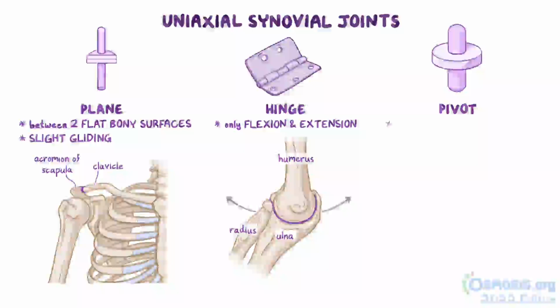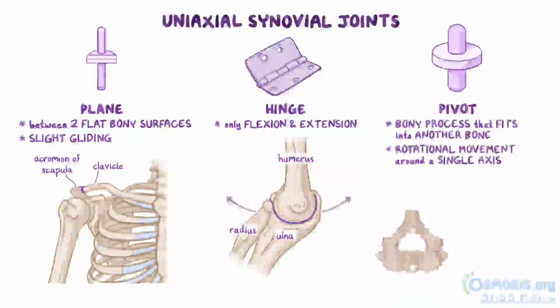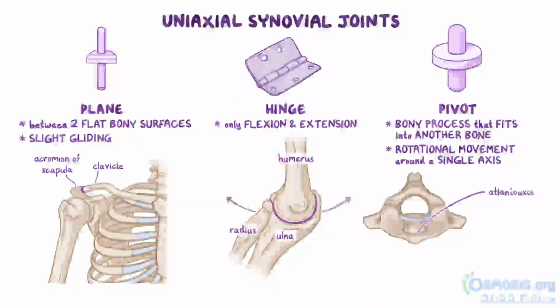Lastly, a pivot joint is made of a bony process that fits into another bone, allowing rotational movement around a single axis. An example of this joint is the atlantoaxial joint in the neck, which connects the atlas, the first vertebra of the spine, with the axis, which is the second vertebra. This joint allows for rotation of the head, like when you shake your head no.